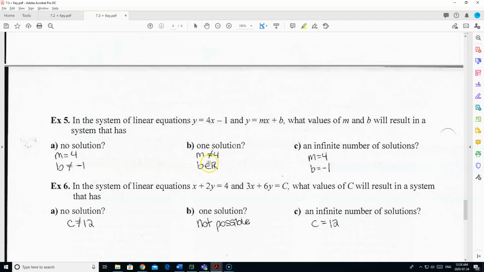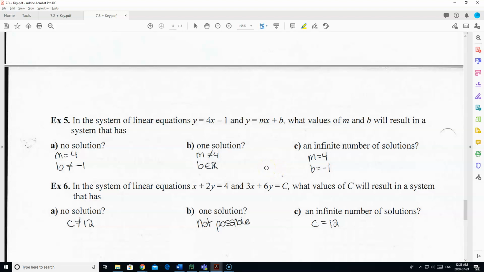And here, this sign again, if you don't remember, is epsilon, and R stands for all real numbers. So b could be anything. That just means b can be any number. It doesn't really matter. The important thing for one solution is that the m is a different slope than the equation that you're comparing it to in its system of linear equations.